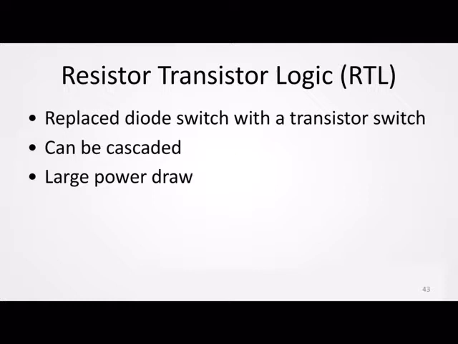But that's the good thing with resistor transistor logic, you can cascade it. But using BJTs actually translates to a large power draw. That means the logic gate has a high power consumption.